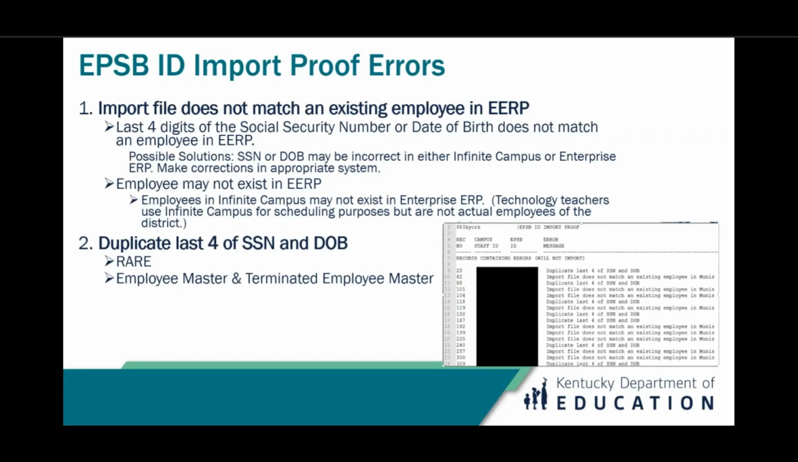These are the 2 errors that you can get with the EPSB ID import. The first is that the import file does not match an existing employee in EERP. Reasons for that: the last 4 digits of the social or the date of birth does not match an employee in EERP. Possible solutions here are that the social security number or date of birth may need to be corrected in either Infinite Campus or Enterprise ERP, and you would need to make those corrections in the appropriate system.